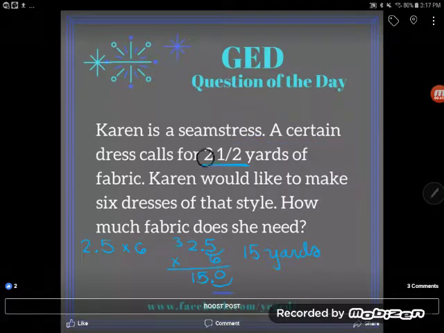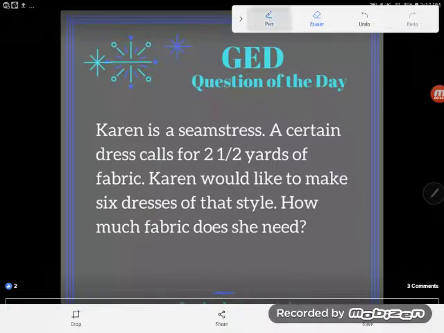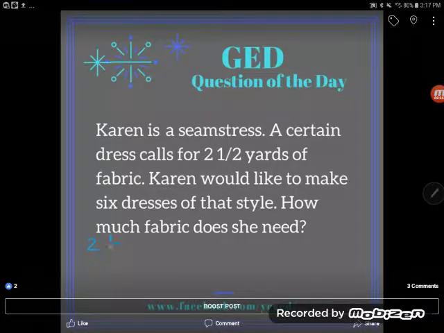I don't remember my fractions. I don't remember my decimals. What can I do? Okay, let's go the long way. If you don't know how to multiply fractions, you don't know how to multiply decimals, could we at least examine one dress at a time? The first dress is going to be 2.5 yards of fabric. So is the second dress. So is the third one. So is the fourth one.